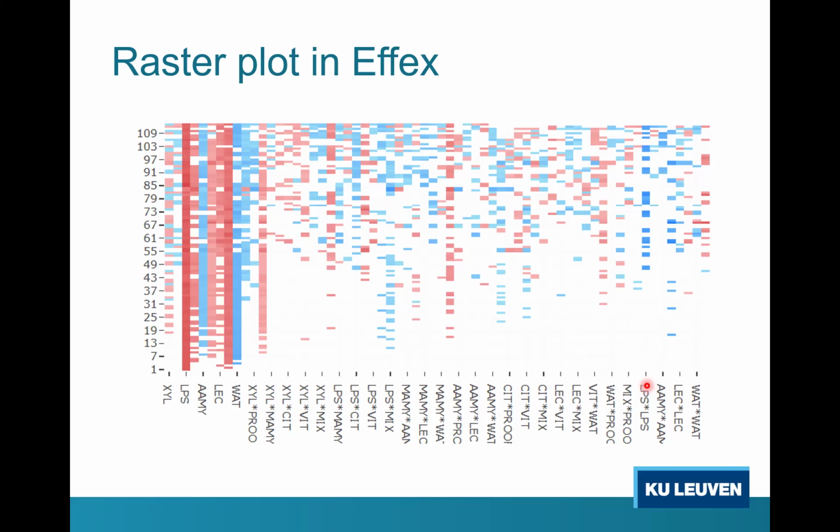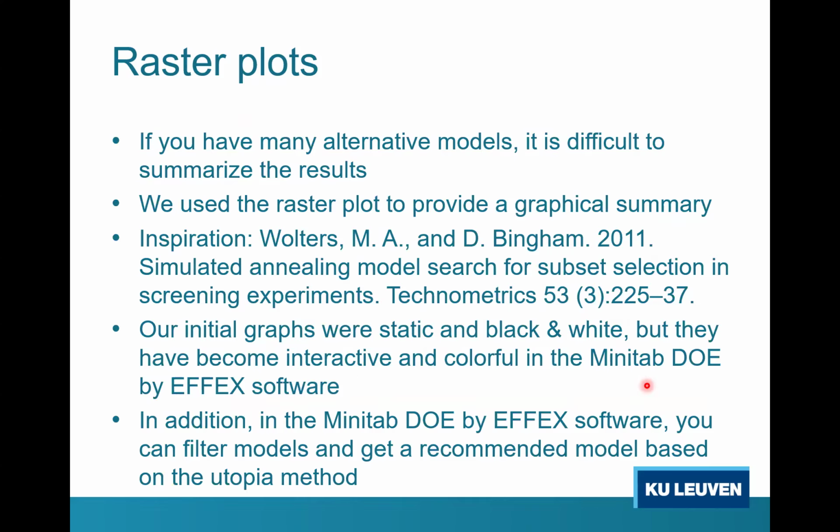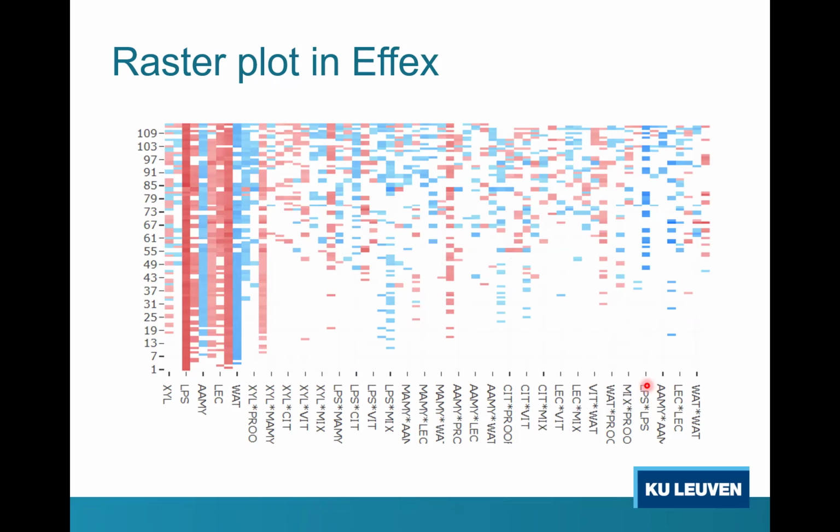So that's a raster plot. Now, in the software, you can then filter these models and eventually get one recommended model if you want that. The filtering of models is based on basically the traditional criteria for goodness of fit. The R-square is there, the coefficient of determination, the adjusted R-square, Akaike's information criterion, the Bayesian information criterion.